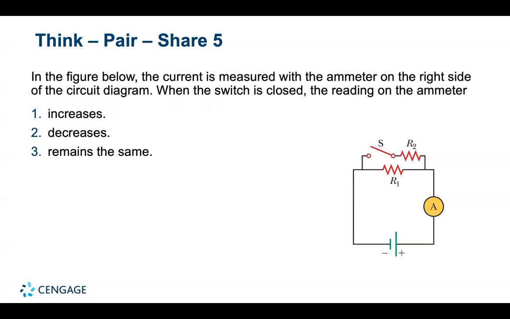So here's another question to think about. In the figure below, the current is measured with the ammeter on the right side of the circuit diagram. When the switch is closed, the reading on the ammeter, and the answer is, increases. When the switch is closed, resistors R1 and R2 are in parallel, so the total circuit resistance is smaller than when the switch was open. As a result, the current increases.